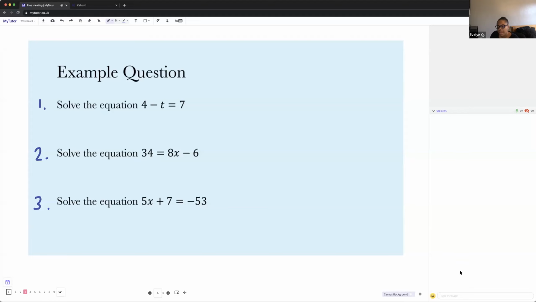Exam style questions will be covered throughout the session. So there's no particular time when we're going through exam style questions. We'll go through them throughout the session.